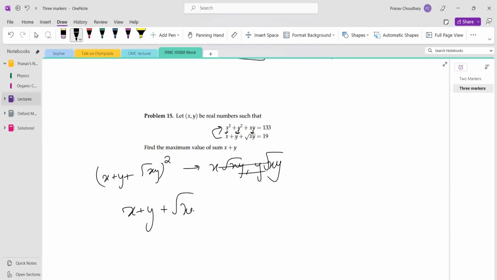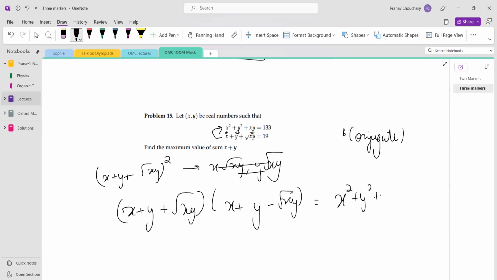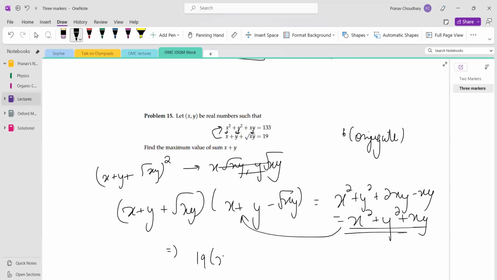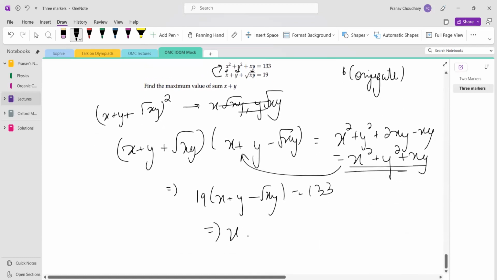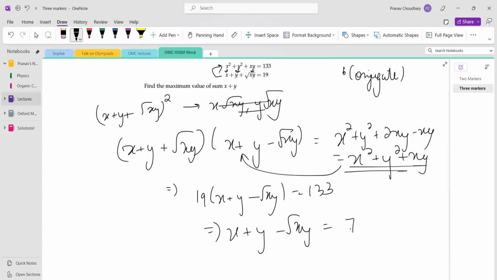Another way, which you would have seen usually in complex numbers, is that whenever you have to go in that form, you try to multiply it by this thing, like the conjugate. This is not really the conjugate, but I think the intuition behind it comes from that. So this thing would be x square plus y square plus 2xy minus xy, which is just that. So I can write this thing as this, which means 19 times x plus y minus root xy is equal to 133. 763, which means that x plus y minus root xy is 7.